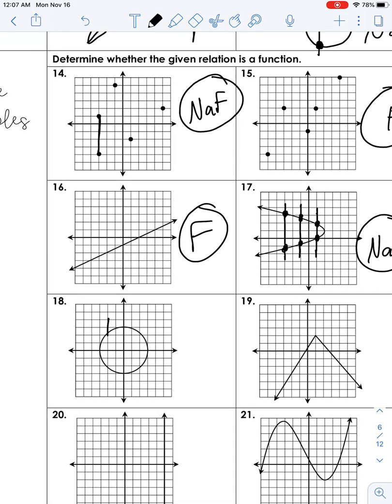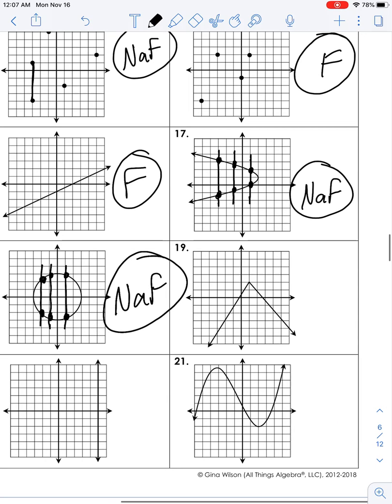Same thing with a circle. We just did a circle a little bit ago. Almost throughout the whole entire graph, you have 2 points in the same vertical line, so clearly not a function. 19. If you look at 19, you cannot see any part of this graph that's straight up and down, or that would have 2 points on the same vertical line. So this one is a function.